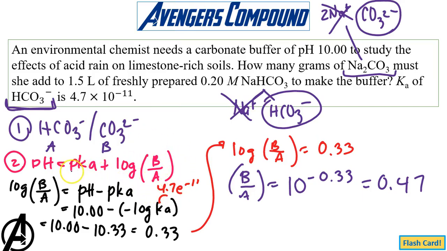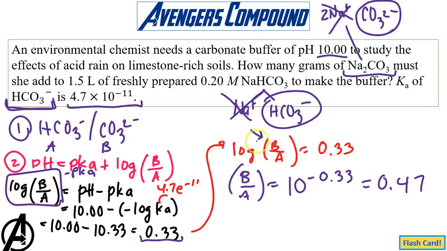So I'm going to subtract pKa from both sides. And I get the log of my ratio is equal to pH minus pKa. The pH I'm looking for is 10.00. That was given. I'm going to subtract pKa, which is the negative log of my Ka value. My Ka value is 4.7 times 10 to the negative 11. So I get 10.00 minus 10.33. When I subtract those two numbers, I get negative 0.33. And so, my log of my ratio is equal to negative 0.33.